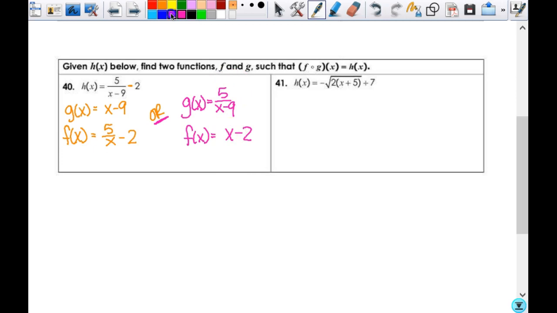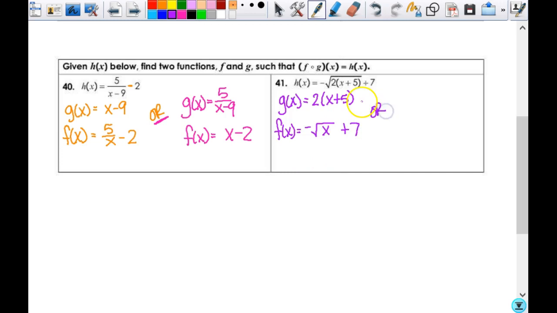Okay, so for this one, looking for g of x and f of x. Got a couple of options here too. I could say that my g of x, I could take this whole inside and say it's 2 times x plus 5, which would mean my f of x would be negative square root of x plus 7.